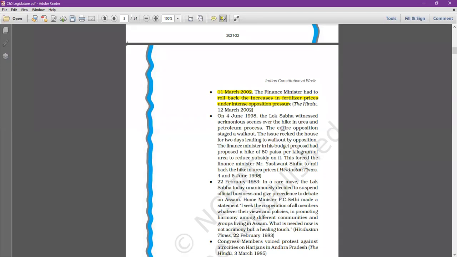The next example that I am telling you is of Yashwant Sinha, who was finance minister at that time. So Yashwant Sinha also had to roll back the hike in the urea prices.